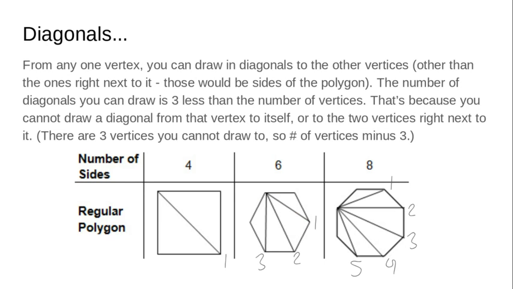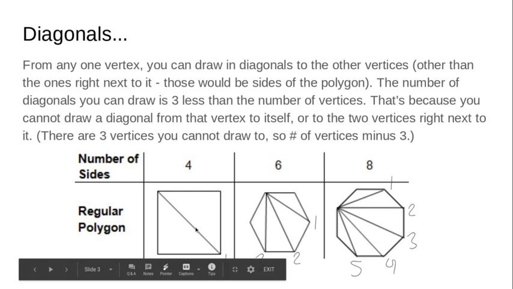From any one vertex in your polygon, you can draw diagonals to the other vertices, obviously not the ones right next to it, as those would be the sides of the polygon. The number of diagonals that you can draw is 3 less than the number of vertices. And that's because you can't draw a diagonal from the vertex to itself, that's 1, or to the vertex to its left or to its right. So if you count that up, that's 3 vertices that you can't draw to. So it's the number of vertices minus 3.